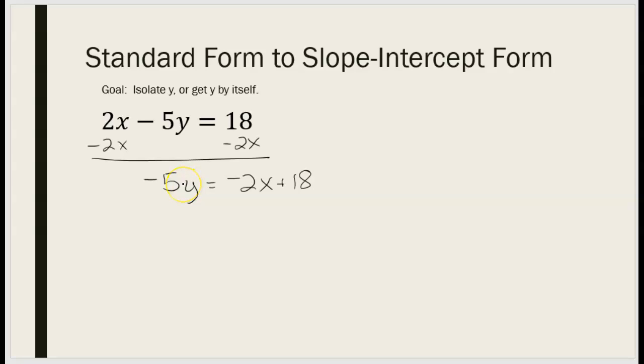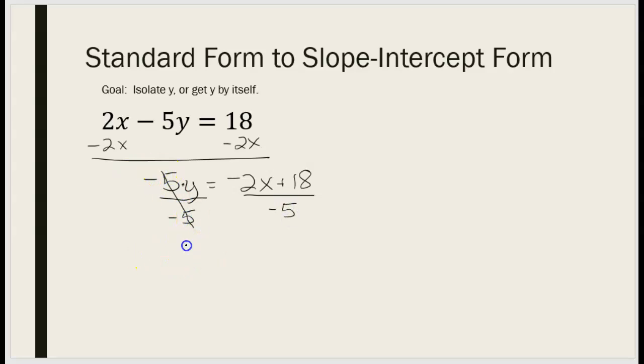Now, my negative 5 is being multiplied by y. This minus sign, remember, is saying that my 5 is negative, but because these two are being written side by side, my dot's going to go away, that indicates multiplication. So the operation that we are trying to undo is multiplication. Okay, if that were subtraction, the minus sign would have to be in between those two values, and it is not. So this is multiplication that we have to undo. So we're going to have to divide by that negative 5 on both sides of the equal sign.